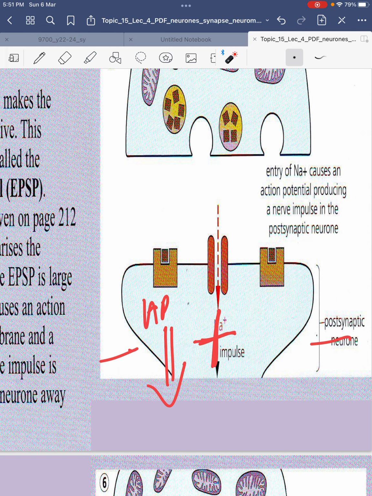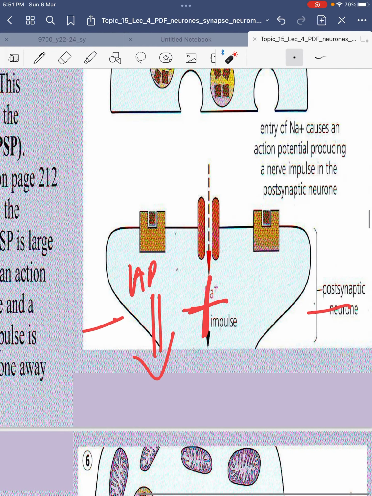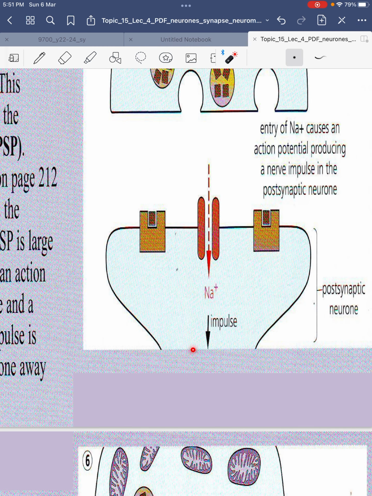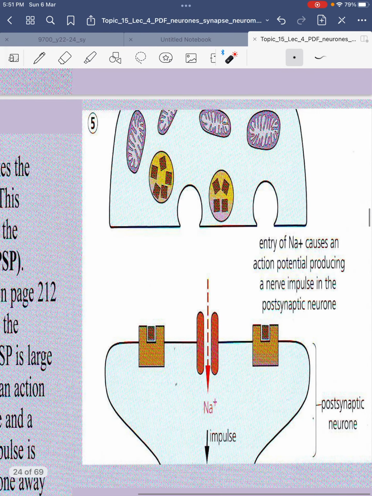Now that is not the end. What happens after action potential occurs? The action potential will be gone, and then it will be ready for the next action potential. To prepare for the next action potential, this acetylcholine must be recycled. It cannot continue to be bound to its receptor. This acetylcholine must be broken down because it needs to be recycled. It needs to go back to the presynaptic membrane so that it will be ready for the next action potential.